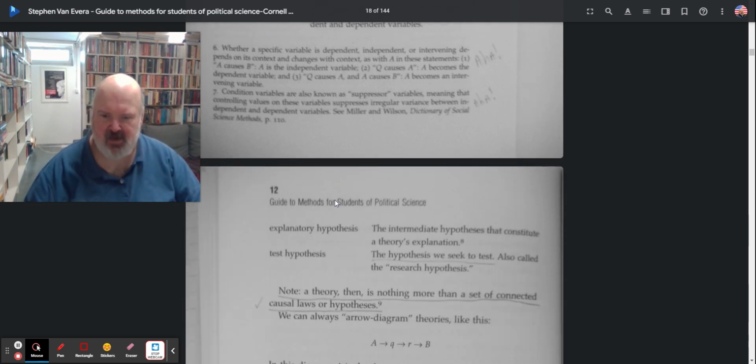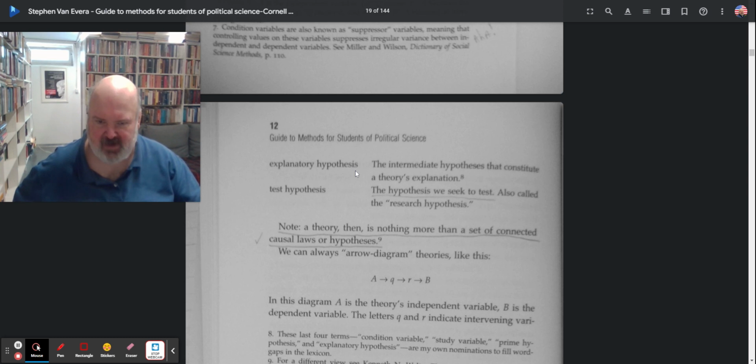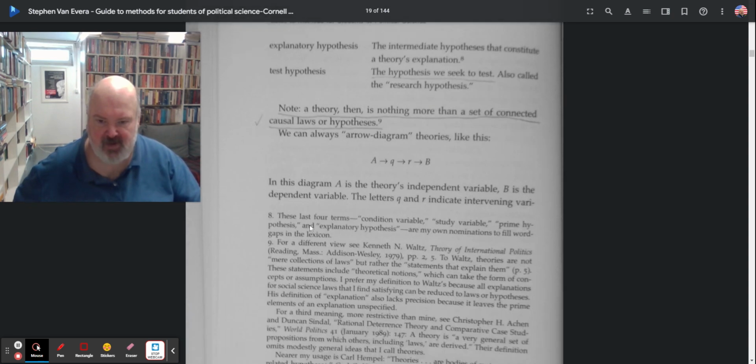But then an explanatory hypothesis is the intermediate hypothesis that concludes the theory's explanation. The last four terms, conditional variable, study variable, prime hypothesis, and explanatory hypothesis, are my own nomination to fill the lexicon.